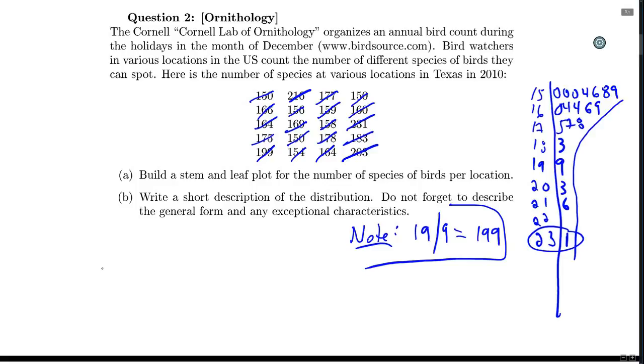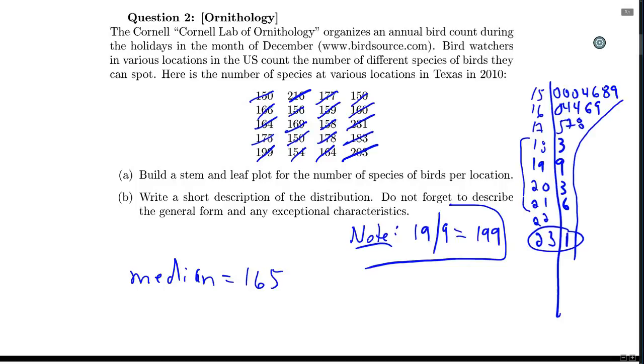Now let's try to describe the center. We can try to do this with a median. If I have 20 values, I divide 20 by 2, I get 10. So the 10th and the 11th value in ascending order would represent the median. If I count the leaves, 1, 2, 3, 4, 5, 6, 7, 8, 9, 10. So 10 brings me to 164, 11 is 166. The center of these two is 165. So my median is 165. This is a representation of the center.